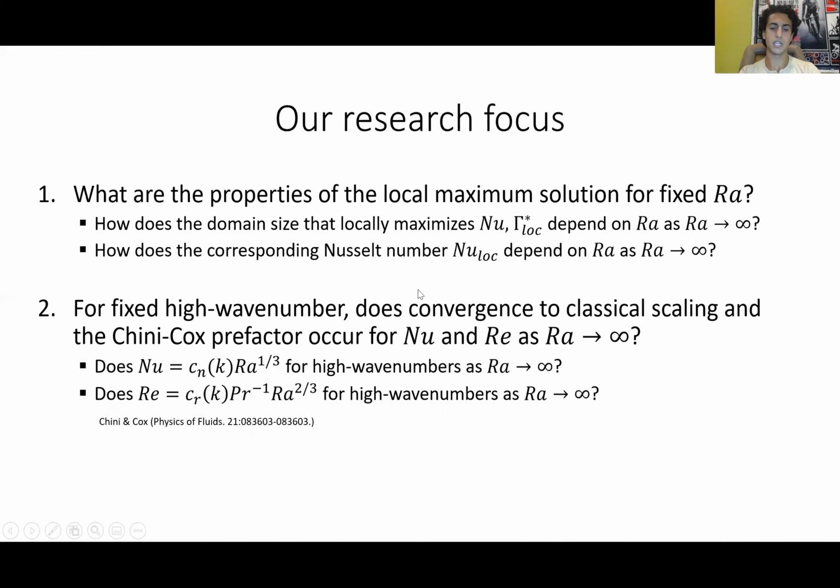And the second question is, for fixed high wave numbers, does convergence to classical scaling and the Cheney-Cox prefactor occur for Nusselt and the Reynolds number as Rayleigh goes to infinity? Mainly, we want to see, do Nusselt and Reynolds number observe classical scaling? So does Nusselt go as Rayleigh to the 1/3? And does the Reynolds number go as Prandtl to the negative first times Rayleigh to the 2/3 in the asymptotic regime?